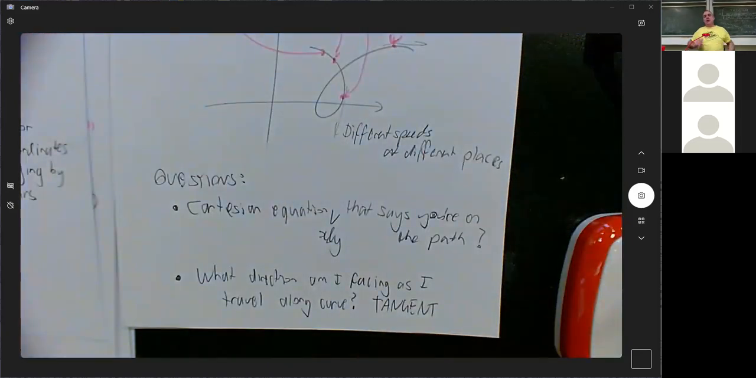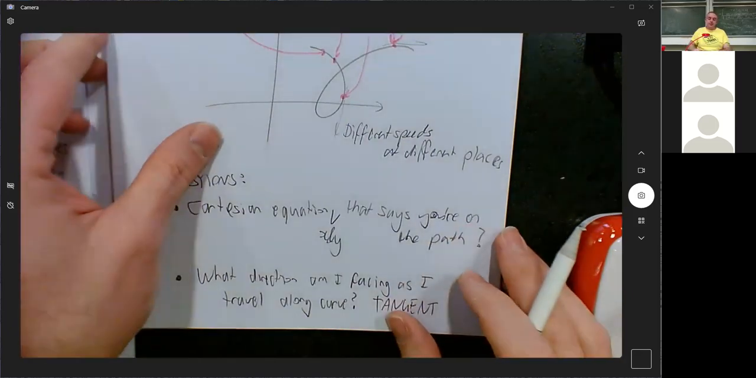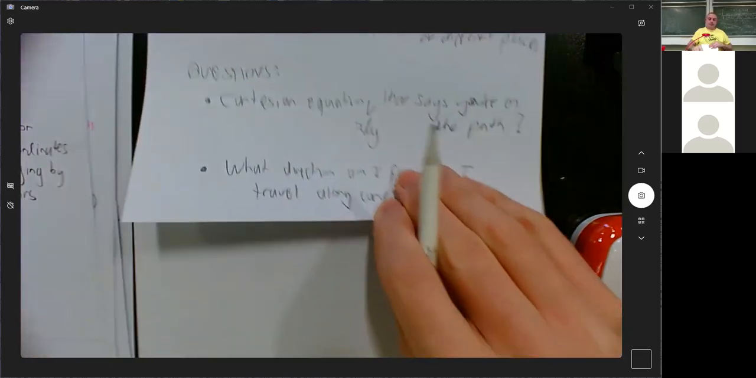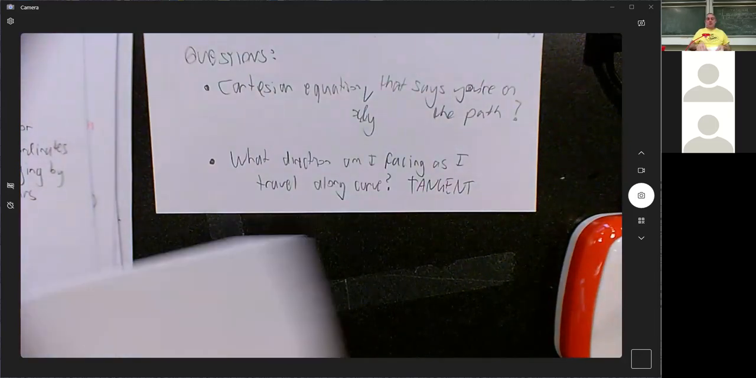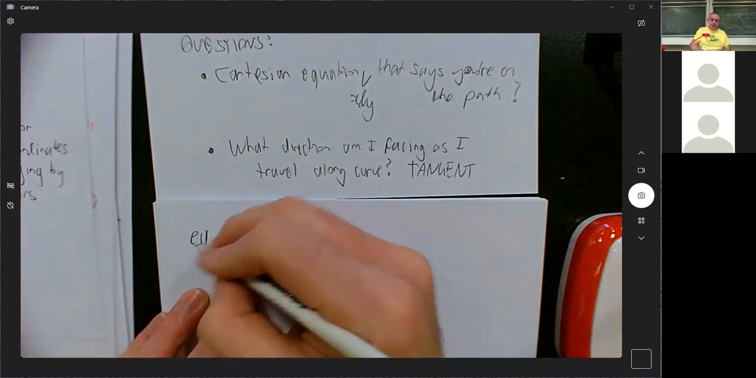So that direction is a vector, and its slope is the slope of the tangent. And so if you can figure out the direction vector at any point, you can do its y coordinate divided by its x coordinate, and that gives you the slope. For that Cartesian equation, it's easiest to do as an example.